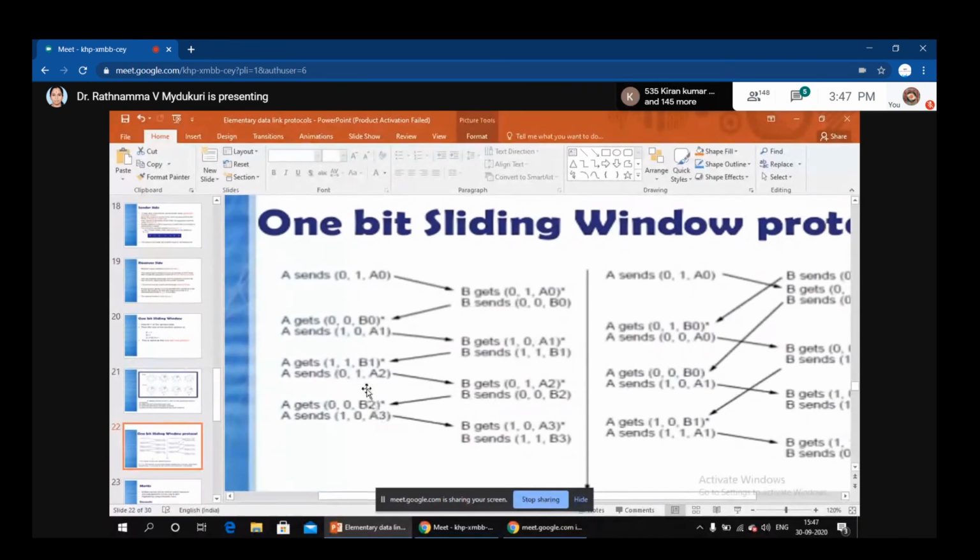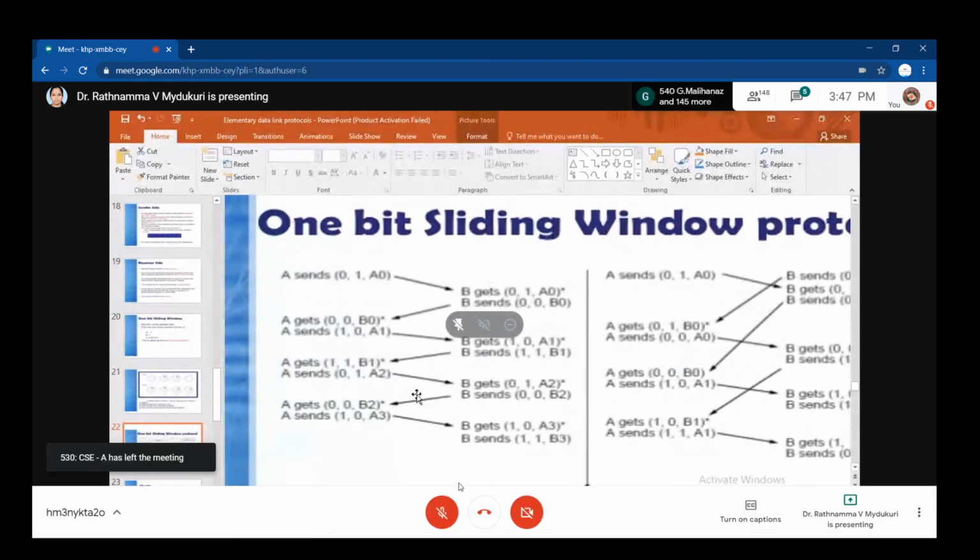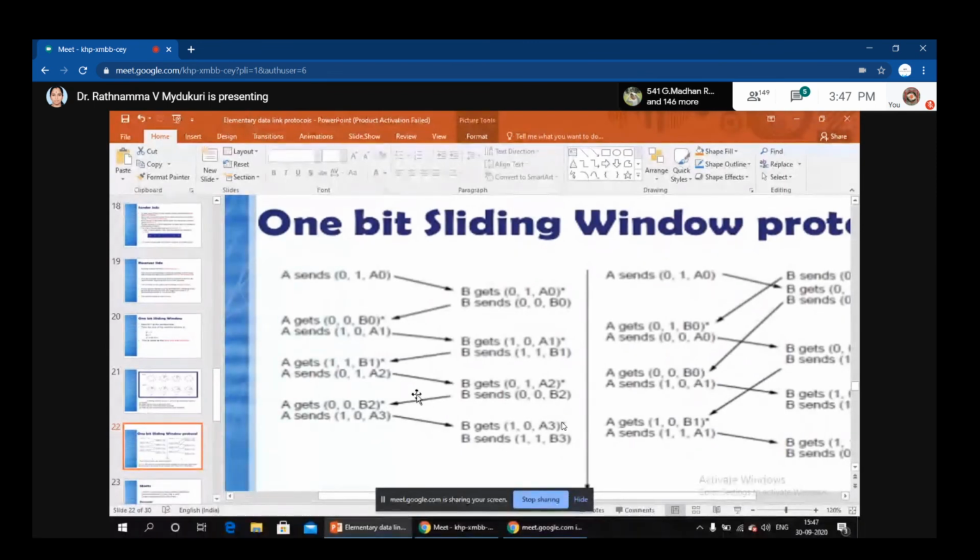So like that, it sends from A to B and gets from B to A, again sends and gets. Okay, so in this class, because I don't want to confuse you, please focus on this, and I'll continue the same topic in the next class, so that you'll get some clarity about it. It takes some time for you to understand, no problem.